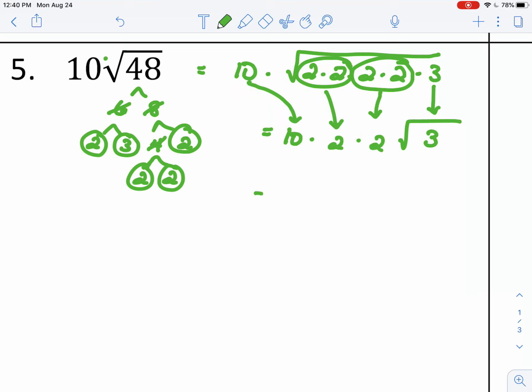And then I can just combine all the coefficients. 2 times 10 is 20, times 2 is 40. So my coefficient is now a 40. There is a square root 3 at the end.